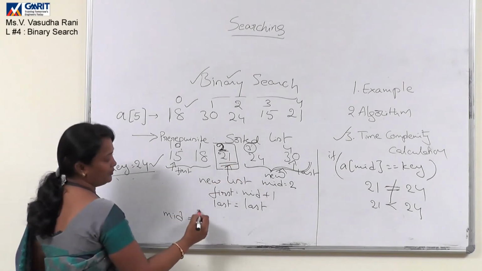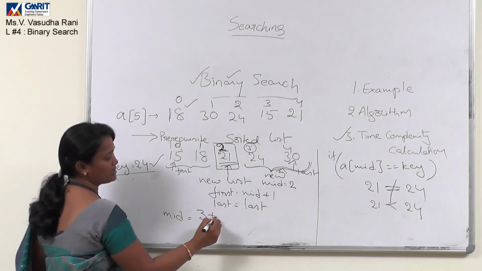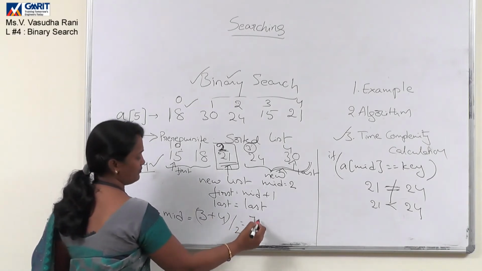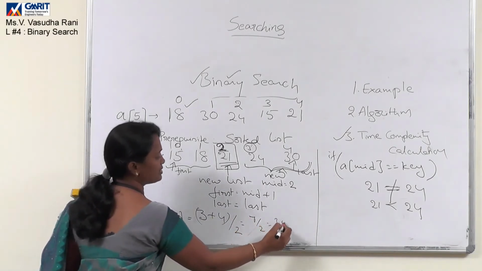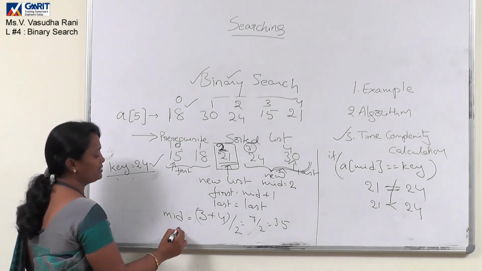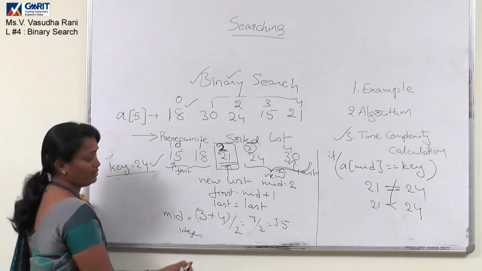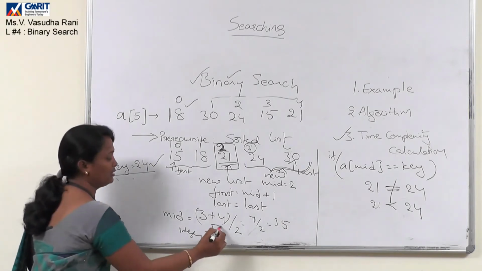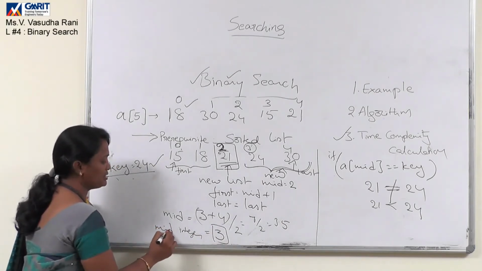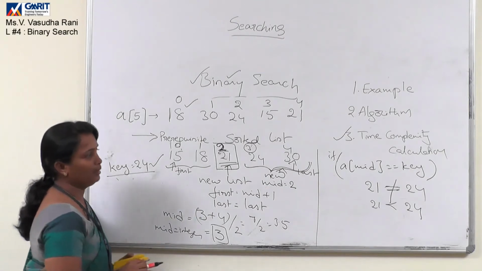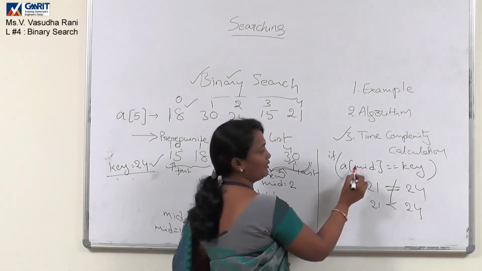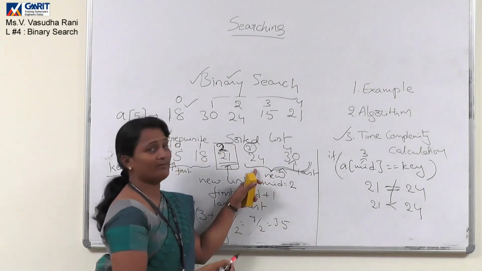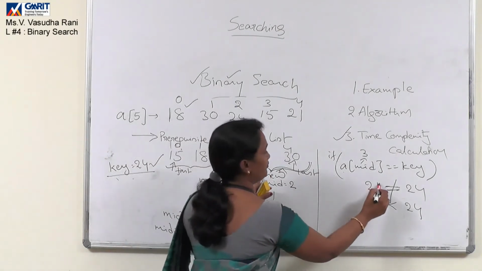That is, index is (3 + 4) / 2, which is 7 / 2, which is 3.5. You have to consider only the integer part. It will be 3. Our new mid position is 3. Now again the same process. Now mid is 3, A of 3. The value of A of 3 that we have is 24.